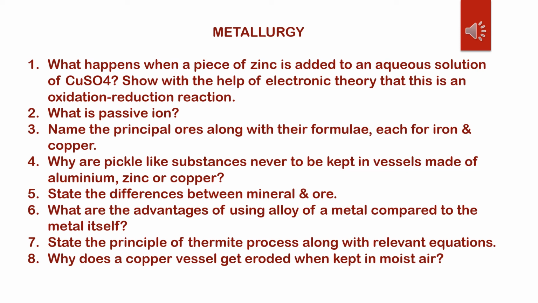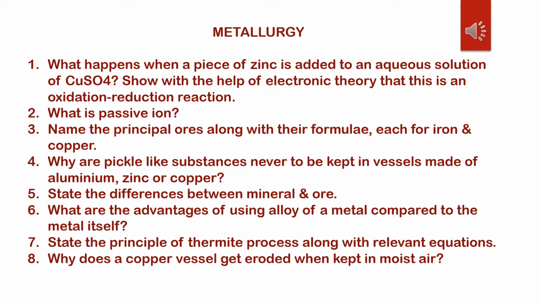So equations: Fe2O3 plus 2Al equal to Al2O3 plus 2Fe down arrow. Next equation, 2Al minus 6e arrow 2Al3+, that is oxidation, and another one, 2Fe3+ plus 6e arrow 2Fe, that is reduction.